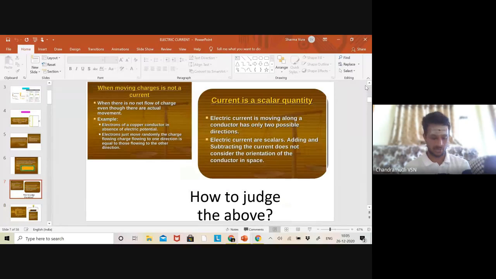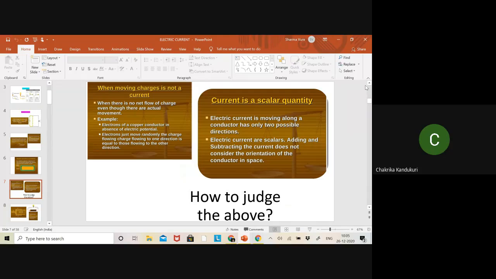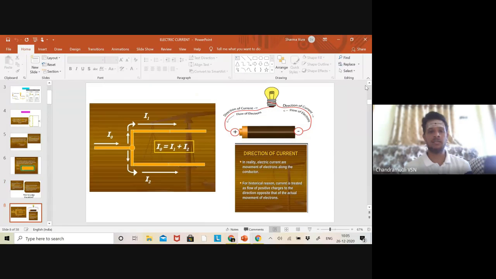And electric current is what type of quantity? Vector or scalar? Scalar. How to judge? Whenever the current I naught splits into I1 and I2, the total current is I naught equal to I1 plus I2. But we don't apply the parallelogram law, because electric current, even though it has direction, does not obey the laws of vector addition.